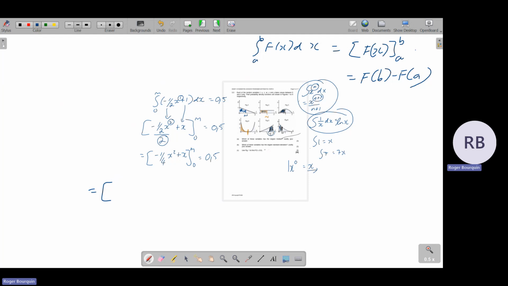Okay, right. So this is going to be negative a quarter m squared plus m, minus, well, if I sub in 0, you just get 0, right? So you get negative a quarter m squared plus m minus 0.5. Stick that into your calculator and solve for m. Use equation mode of your calculator.